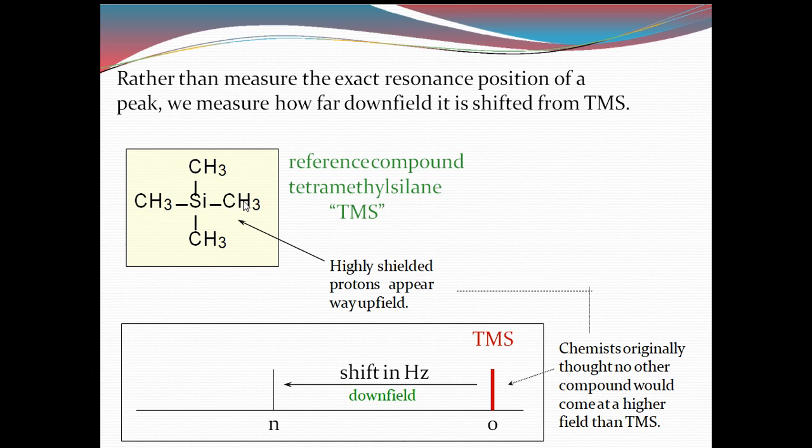Because this proton is in connection with low electronegative atoms, that is carbon and silicon, which easily donate electrons, so the hydrogen will be highly shielded, and it requires a greater strength of magnetic field to show its resonance. So this is TMS and this is the molecule.